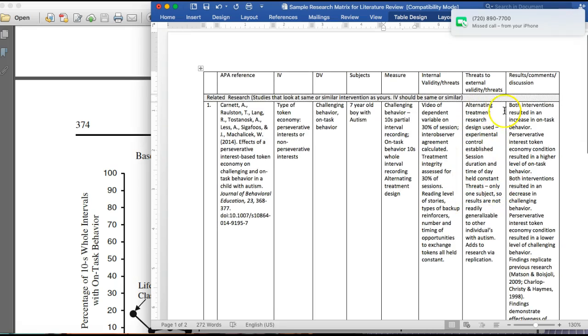The internal and external validity threats, you will use that information when you're critiquing individual studies, and the results and comments you'll be able to use as you're synthesizing literature. So I hope that this helps you both complete this research matrix, and remember you'll be doing this for multiple articles, and then also helps you start to think about how you might be writing your literature review as we move through the modules here, where you will complete the literature review for your Action Research Project Demonstration of Mastery project.